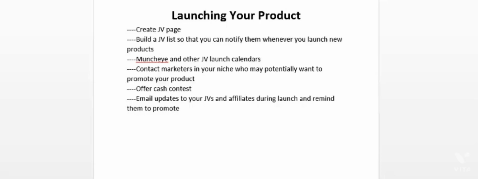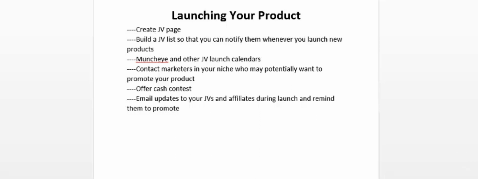Now, one of the big keys to your success is going to be the promotion efforts of your affiliates and your JV partners. Okay, so once you've created your funnel, you've listed your products, now let's go ahead and focus on launching your product. You need a JV page. Actually, this is optional, but if you have a JV page, you know what? You're going to be taken more seriously by potential affiliates and JV partners.